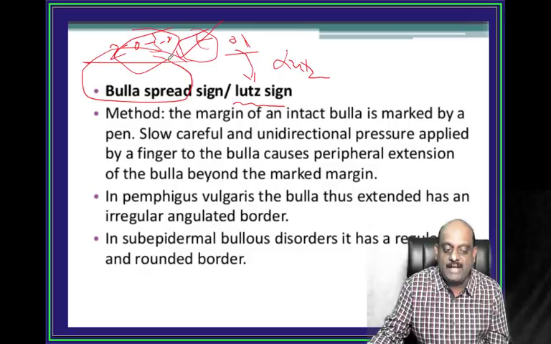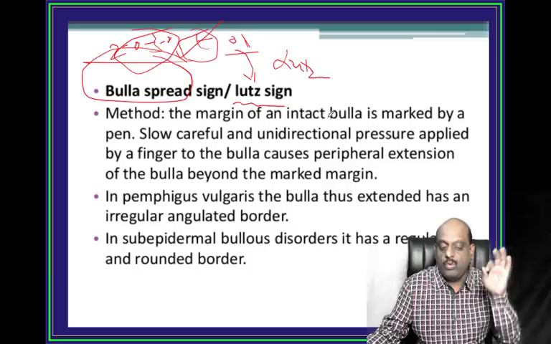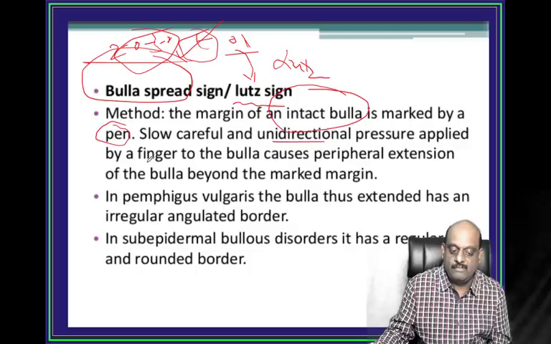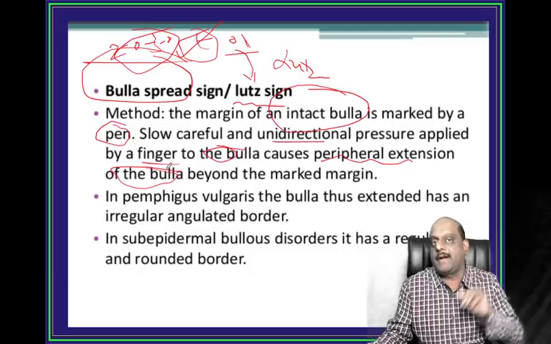So doctor, what is bulla spread sign? The margin of an intact bulla is marked with a pen. And unidirectionally, you apply pressure with a finger to the bulla. It will cause the peripheral extension of the bulla beyond the marked margin. That is called bulla spread.